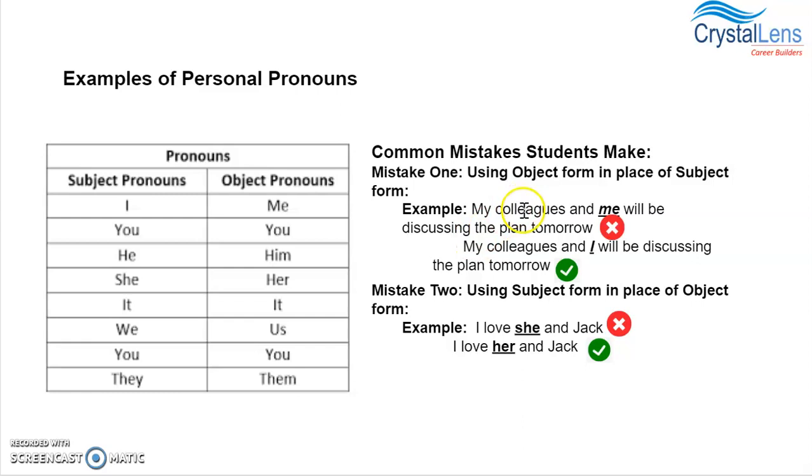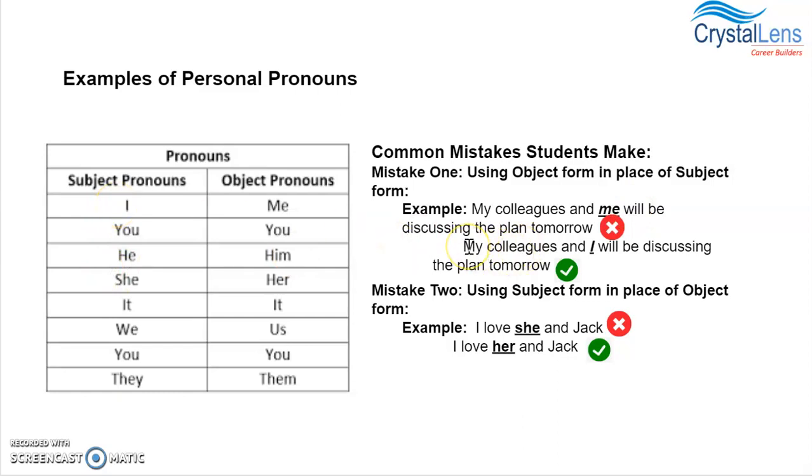It means my colleagues and me in this sentence are the ones carrying out the action of discussing, which means my colleagues and me are referring to subject pronouns. So since it is referring to subject pronoun, rather than using me, which is an object form, the correct thing that should be used is I.